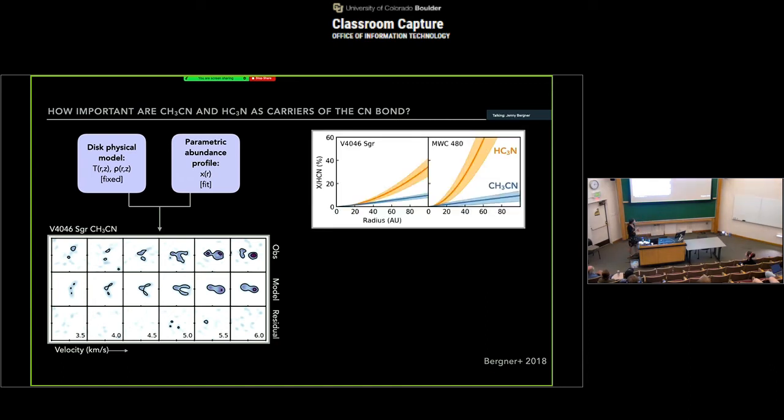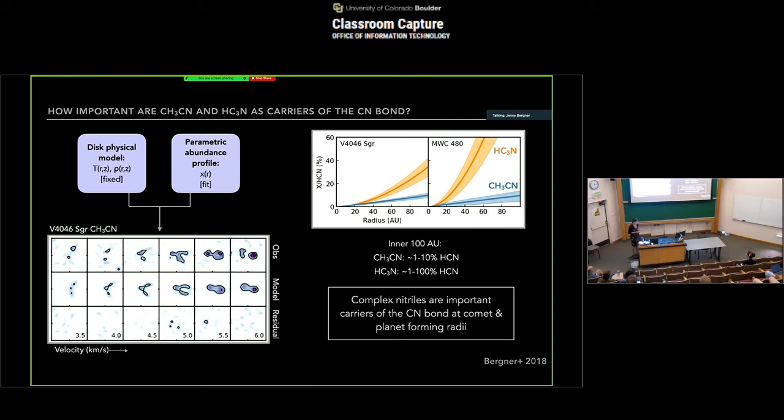So the result is that we now have these ratios of the complex nitriles, methyl cyanide and cyanoacetylene, with respect to HCN, which is a simple nitrile carrier. And these are the abundance profiles as a function of radius in the disk. So what we're seeing is that in the inner 100 AU of the disk, methyl cyanide accounts for about 1 to 10% with respect to HCN, and cyanoacetylene is 1 up to even as abundant as HCN within the disk.